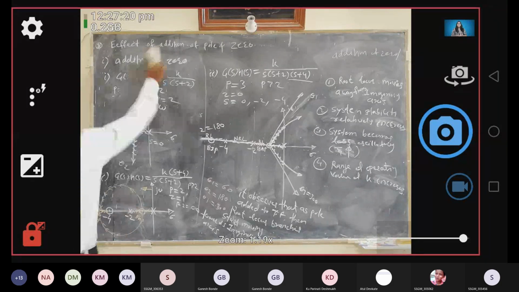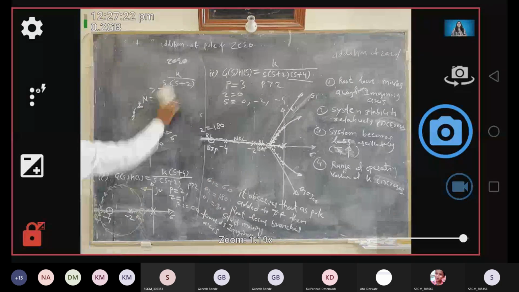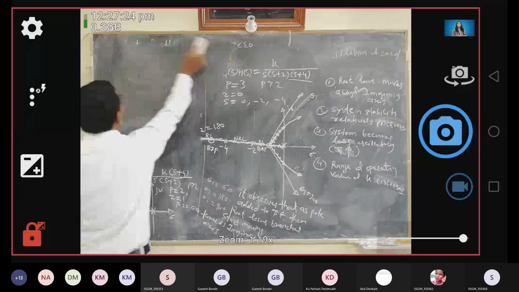Now, give the next heading, unit number 5, frequency response method.